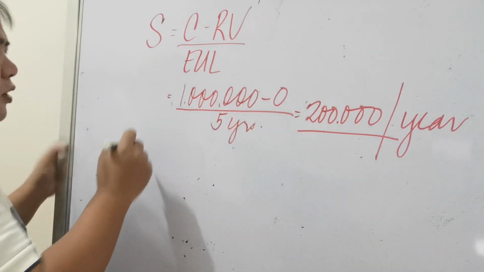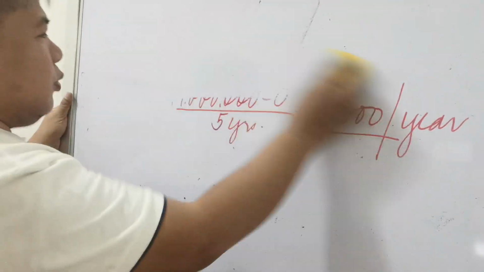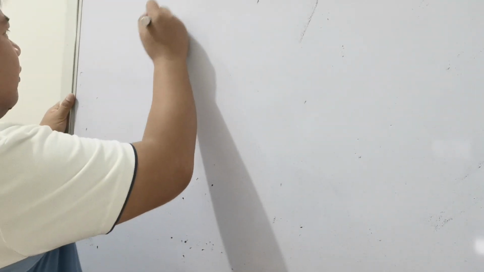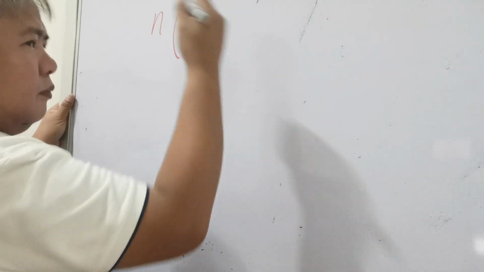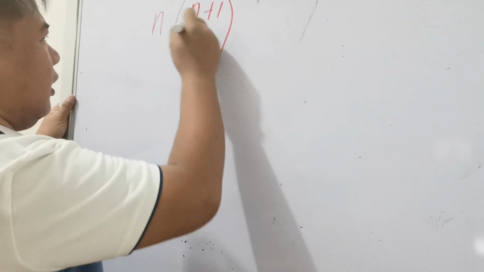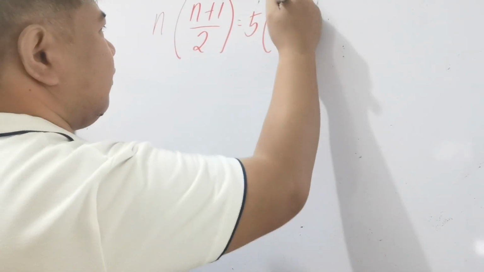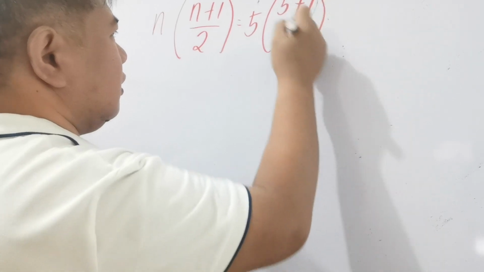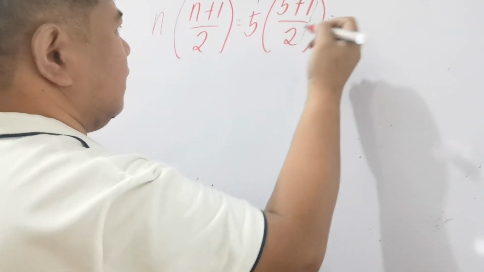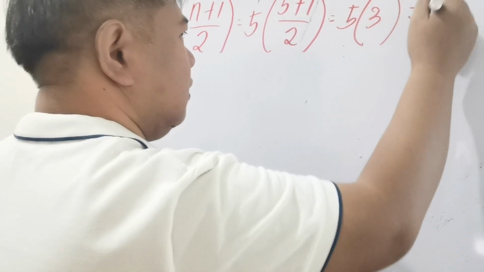Now, the second one is the sum of the year's digit. What do we mean by sum of the years? When you say sum, then you just have to add. There's a formula actually: n, the number of years, times n plus 1, divided by 2. So in this case, this will be 5 times 5 plus 1 divided by 2. Therefore, this is 5 times 3, this is 15.